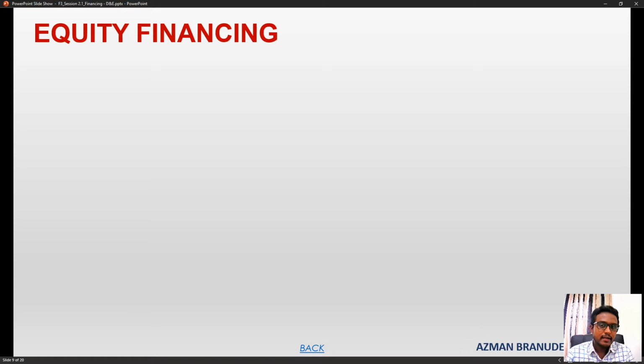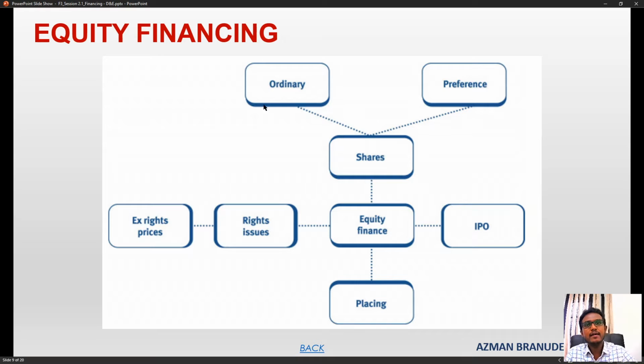Now let's take a look at equity and debt. First of all, equity financing. Equity financing is purely just simple ownership, and we can start by looking at the key components. You have obviously the shares aspect to it. There are ordinary and preference shares. You also have private placements. You also have the rights issue aspect. Placing, rights issues and IPOs are the three means of securing equity finance, and shares are the medium of how that financing is translated to ownership.